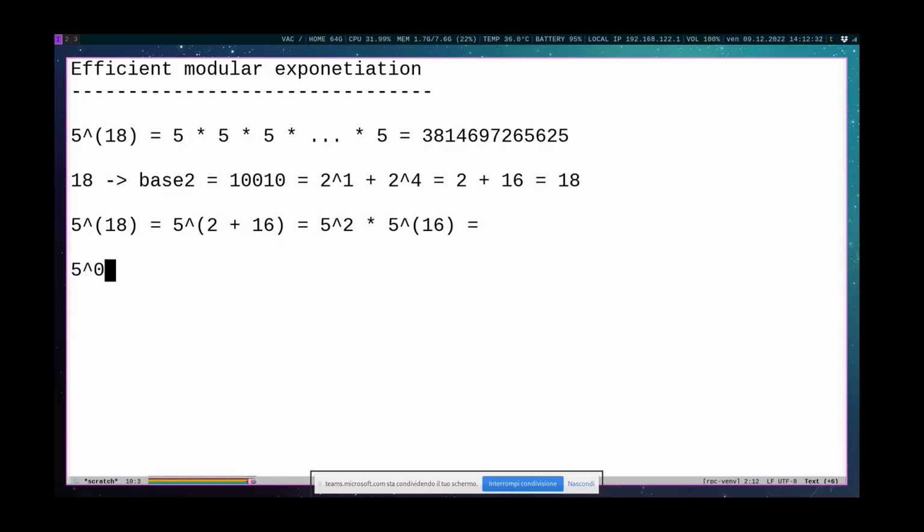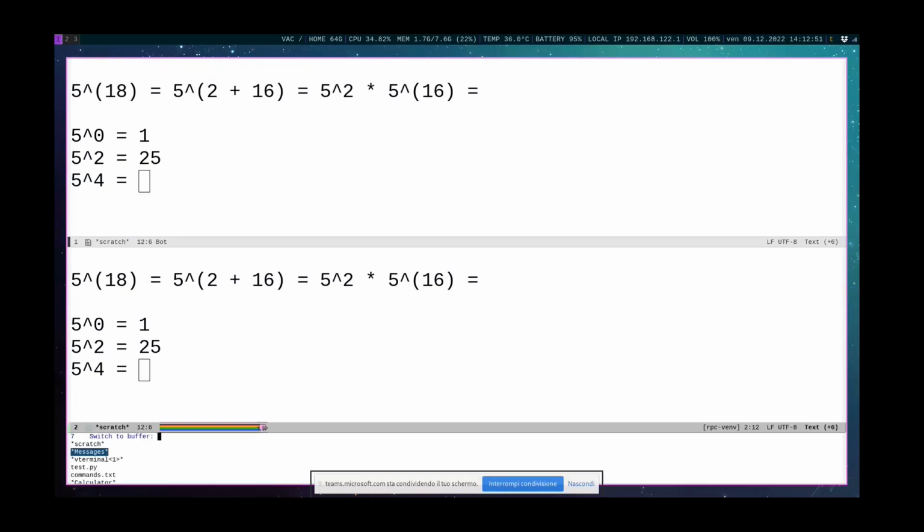I compute 5 to the 0, which is 1. Let's count it. Then I compute 5 to the 2, which is 25. And I'm not going to compute 5 to the 3. I skip this. And I compute 5 to the 4, which is, I don't know, I can use the Python shell.